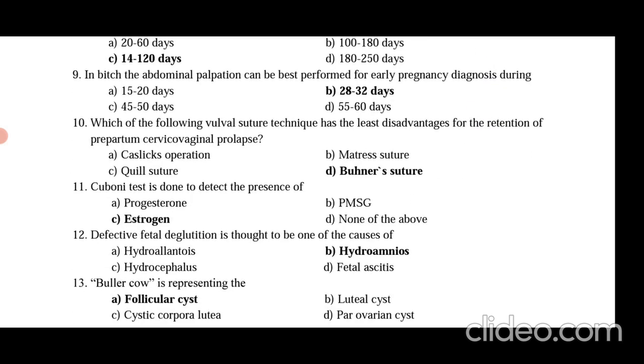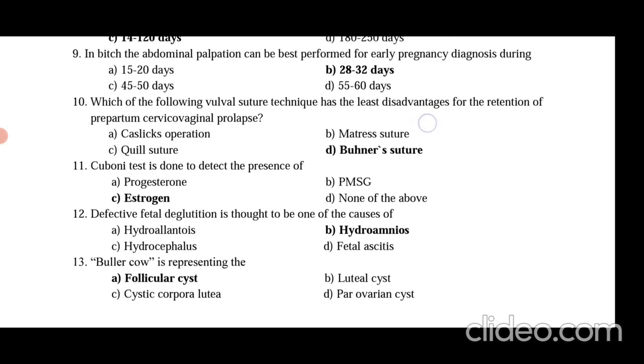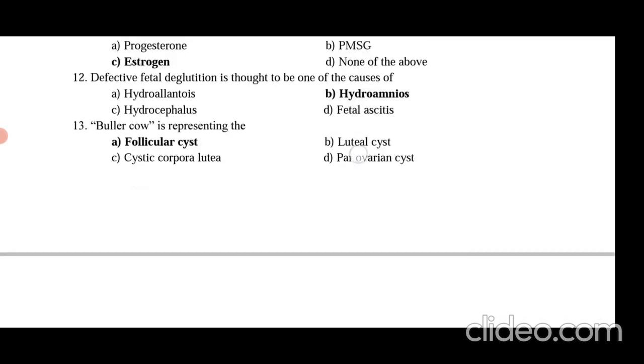Which of the following vulval sutures has the least disadvantage for the retention of prepartum cervicovaginal prolapse? Bühner's suture. Bühner's vulvar suture technique has the least disadvantage for retention of prepartum cervicovaginal prolapse. The Kuboni test is done to detect the presence of estrogen. Estrogen is detected by the Kuboni test.